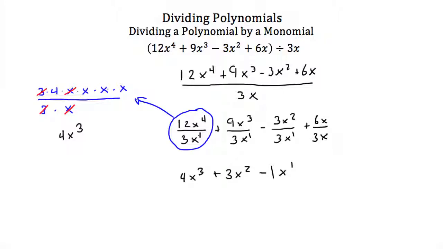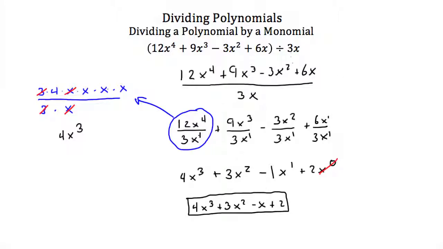And 6x divided by 3x, well, 6 divided by 3 is 2. And x divided by x, well, this is to the first and to the first. 1 minus 1 is x to the 0. And x to the 0 is just 1 because anything to a 0 power is 1. So we don't usually write that out. And our solution would be 4x cubed plus 3x squared minus x plus 2. So whenever you're dividing a polynomial by a monomial, or a one-term polynomial, you can divide each term individually by that monomial.